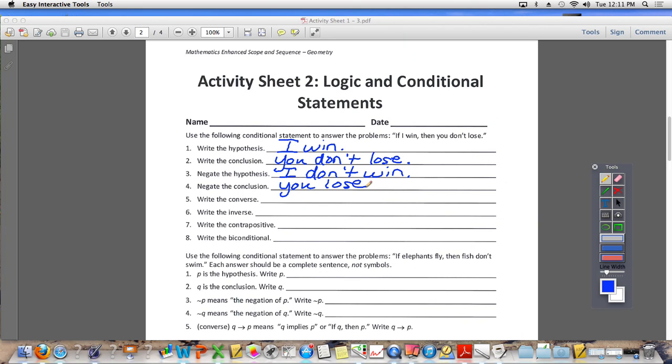Write the converse. So the converse, if you recall, has nothing to do with negating things. It just means go back to your original statement and do what to it? Switch around the if and the then. So you are not going to say, if I win, then you don't lose. You are going to say, if what? Very good. If you don't lose, then I win.